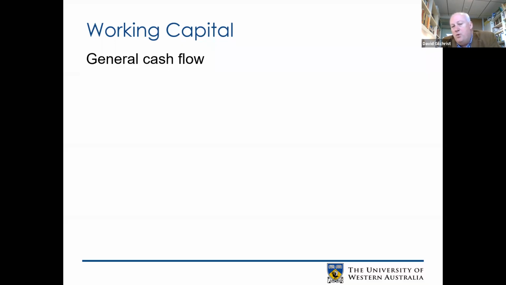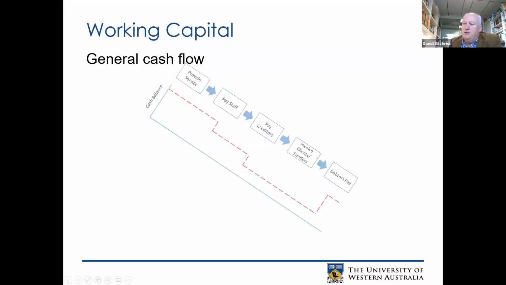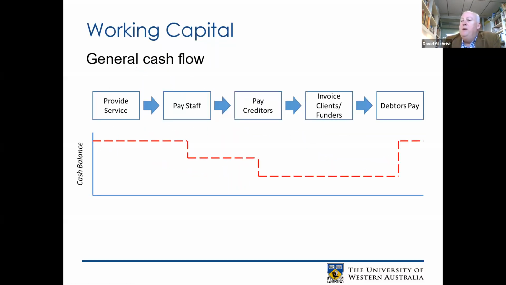And so we determine working capital to be, at the end of the day, that amount of cash that is required to keep the doors open and to keep the balance between the timing of payments and income, but at the same time to keep that as low as humanly possible. How do we represent that? Well, often we represent it in a diagram like this, where we provide a service, pay staff, pay creditors and invoices, and our debtors ultimately pay.